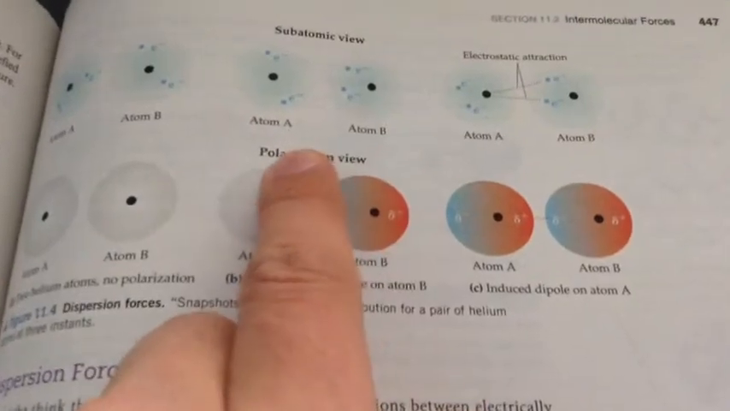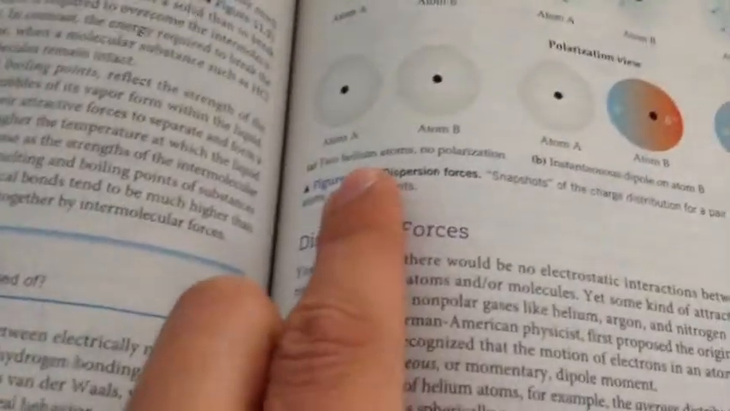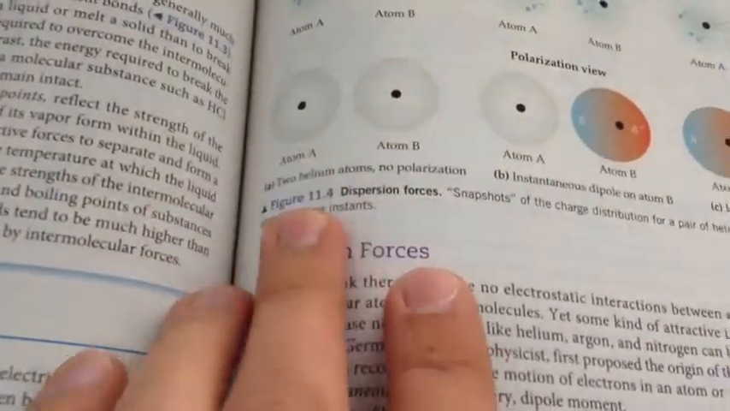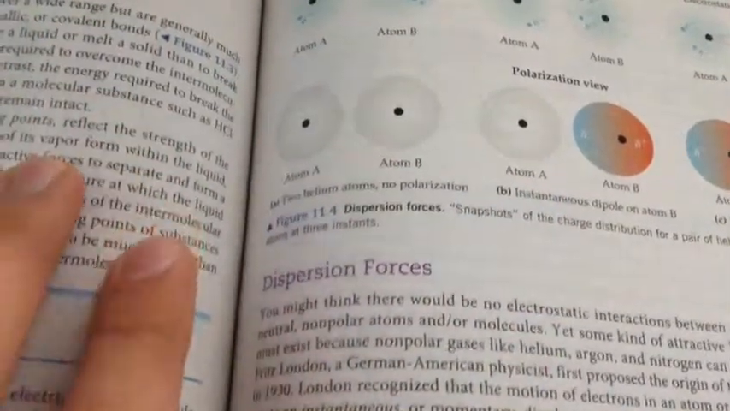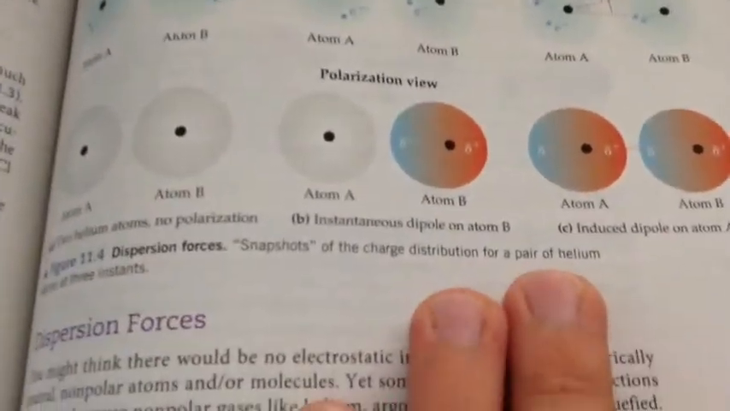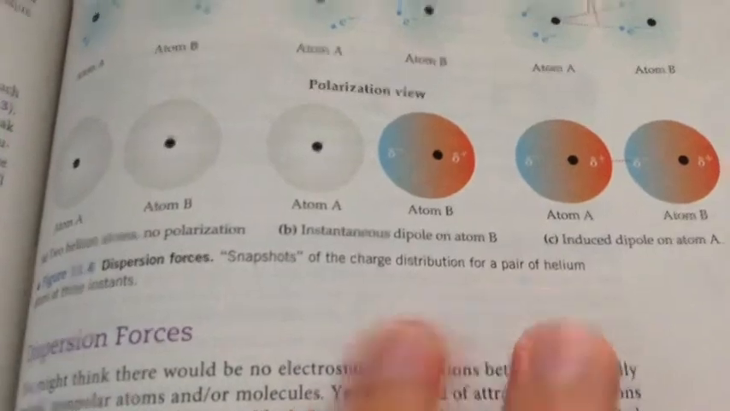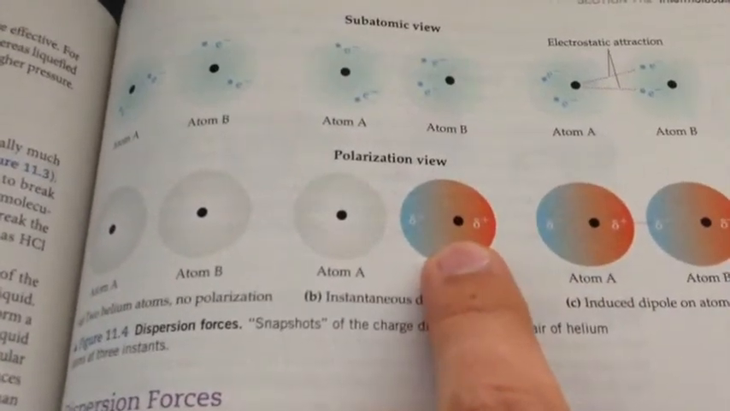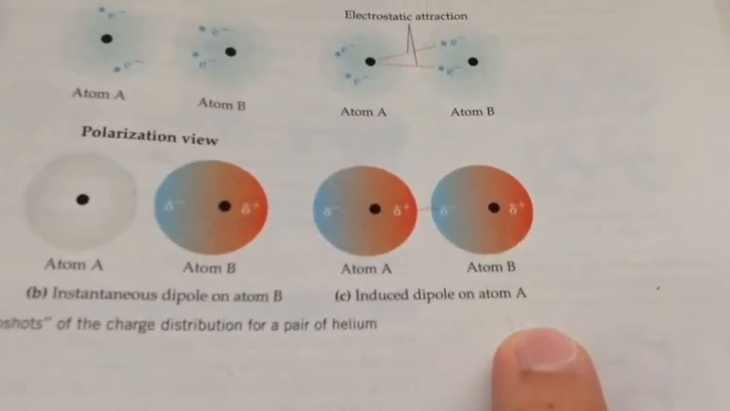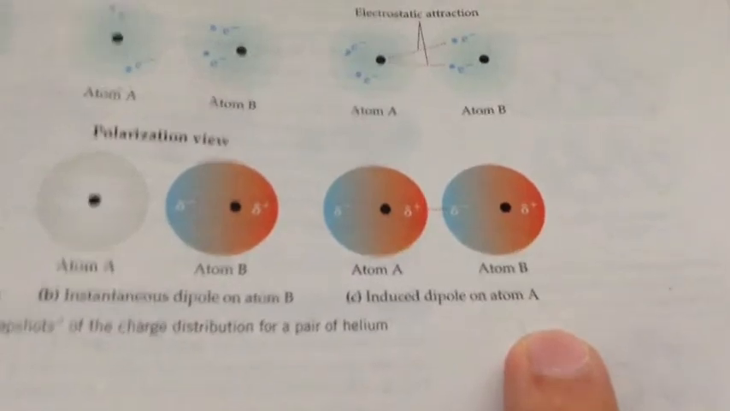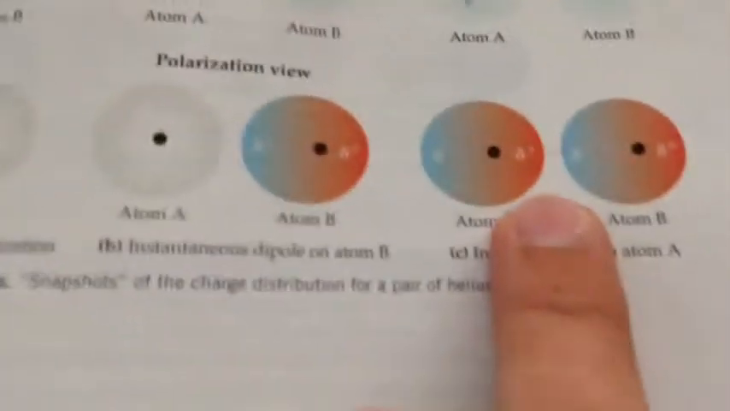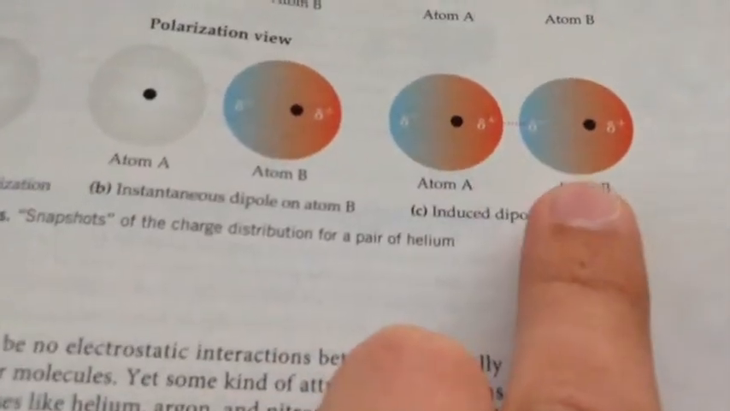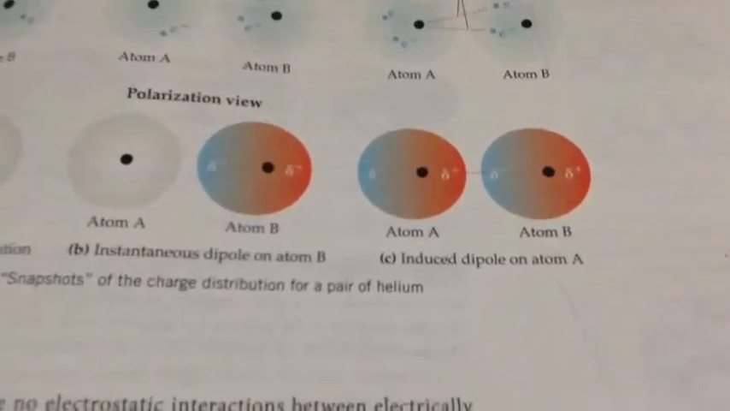It says polarization view. So this is atom A and B, and this is two helium atoms with no polarization. And then for part B, there's an instantaneous dipole on atom B, as you can see here. And then when we move to diagram C, we see an induced dipole on atom A. And so basically, the opposite charges of each atom attract. And that is basically what a dispersion force is.